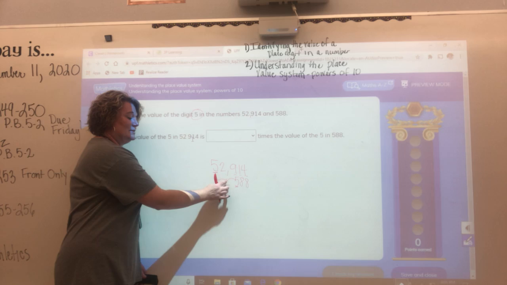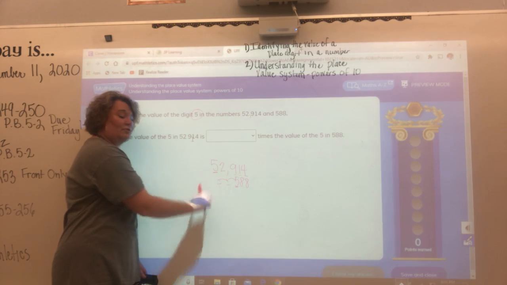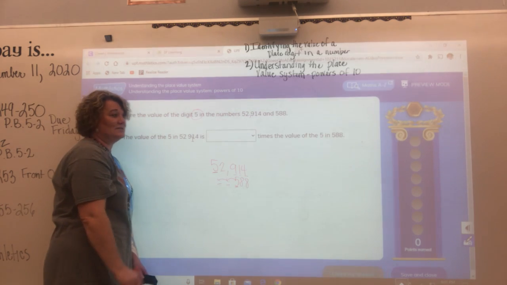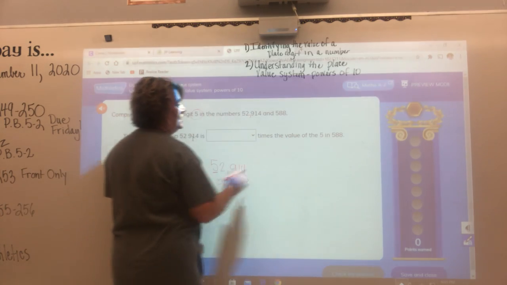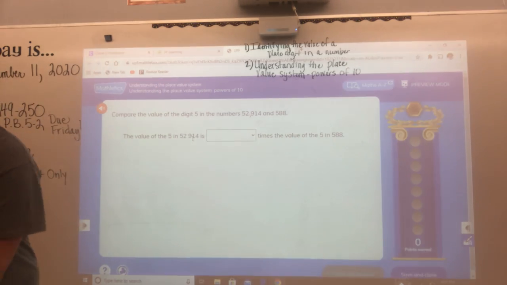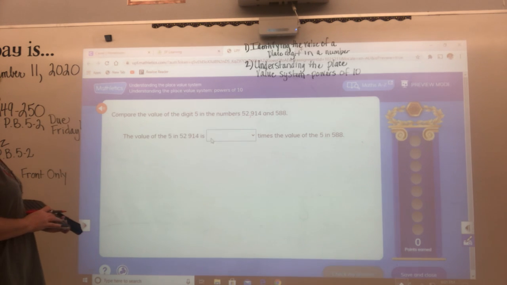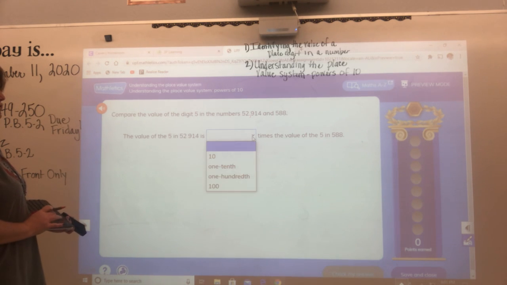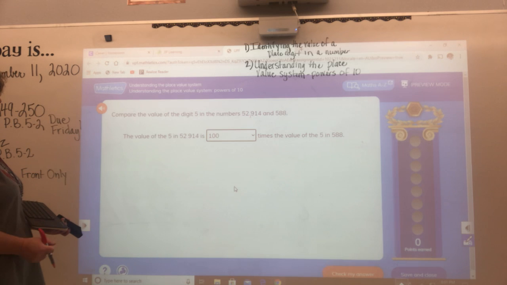So this would be 10 times bigger. That would be another 10 times bigger. So 10 times 10, just like I showed you over here on your cheat, 10 times 10 would be 100. So let's see what our choices are when I click this little drop-down box. It's going to be 100 times bigger.